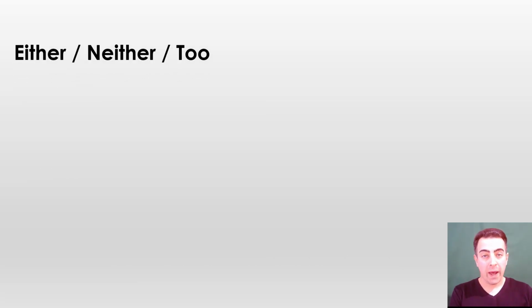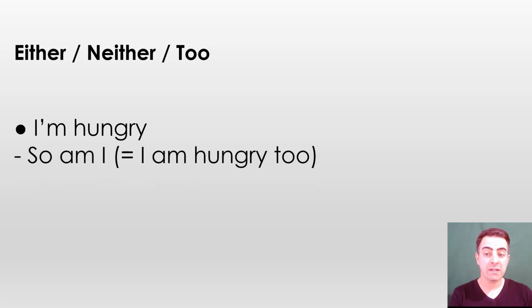Now let's look at ways to show agreement to an affirmative or a negative sentence. Imagine, I am hungry, you are also hungry. We can show our reaction with either, neither, and so. I would say, I'm hungry. You can answer, so am I. It means, I'm hungry too. I can ride a bicycle. So can I. I will see you tomorrow. So will I.